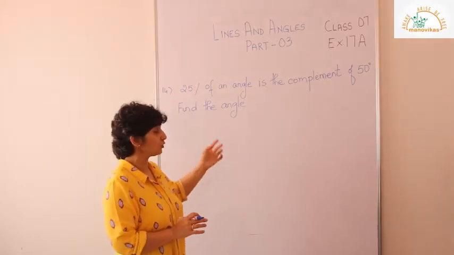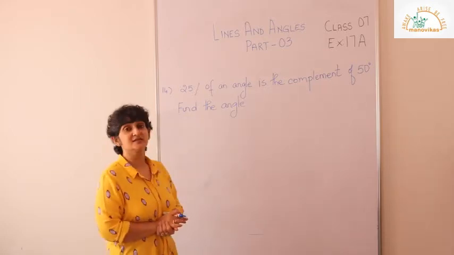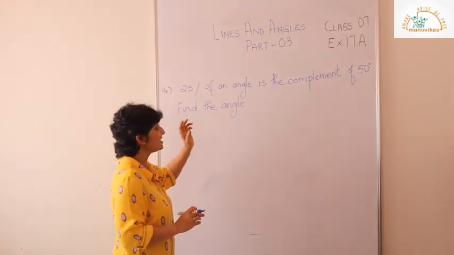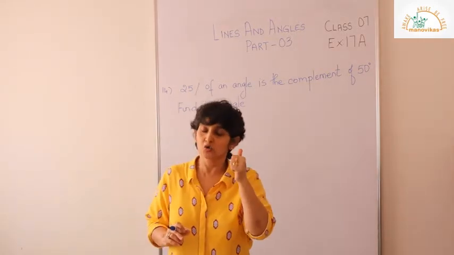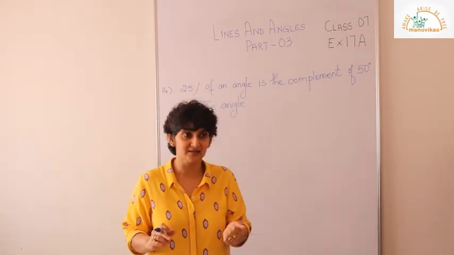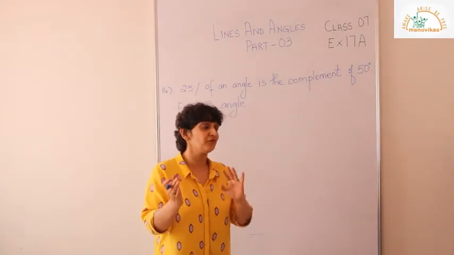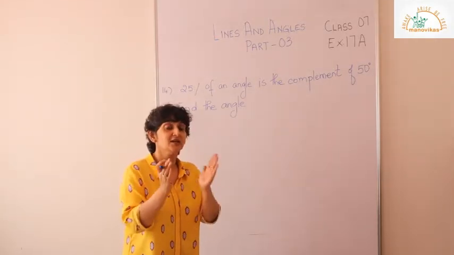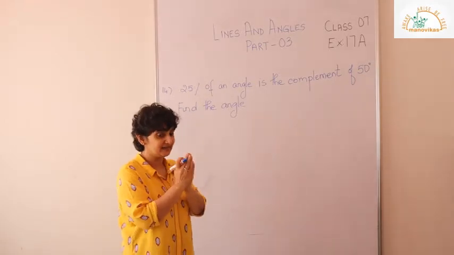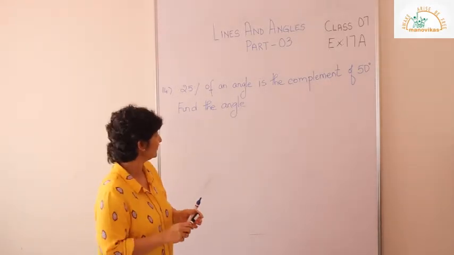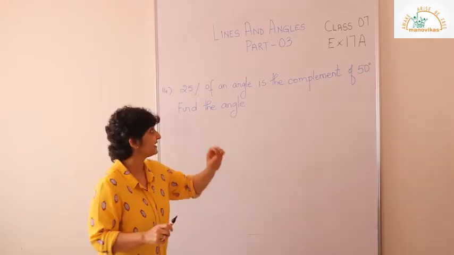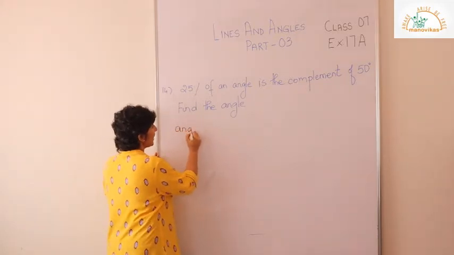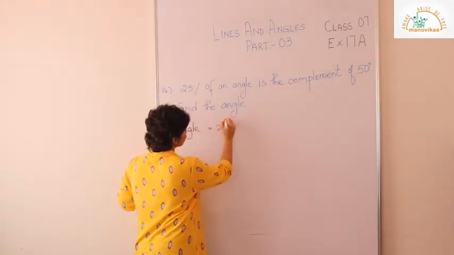Now, let's read the sum together. 25% of an angle is the complement of 50 degrees. Find the angle. First thing, you know what complementary angles are. When I say they are complements of each other, one angle plus another angle together gives you 90 degrees. What does it say here? 25% of an angle. That means you do not know the angle. So let your angle be equal to x degrees.